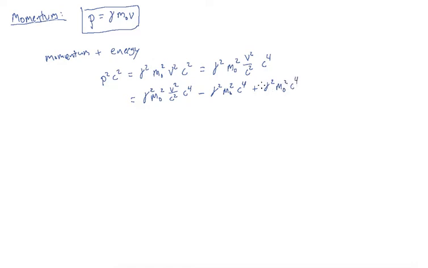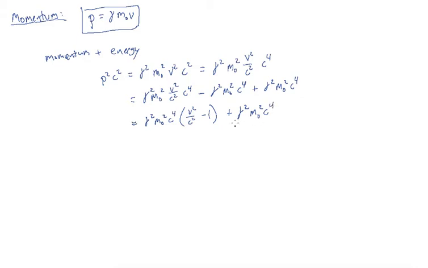And then we're going to take these first two terms here and combine them, and we're going to factor out, and you're going to get gamma squared m naught squared c to the fourth times (v squared over c squared minus 1), and then plus that last term, gamma squared m naught squared c to the fourth.